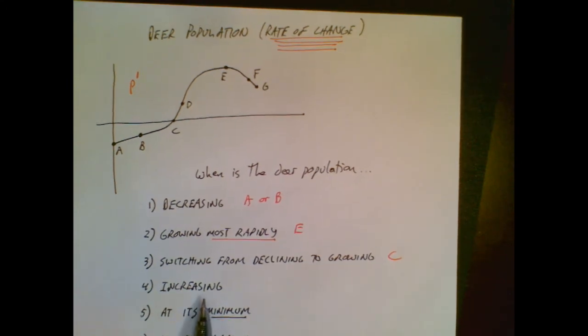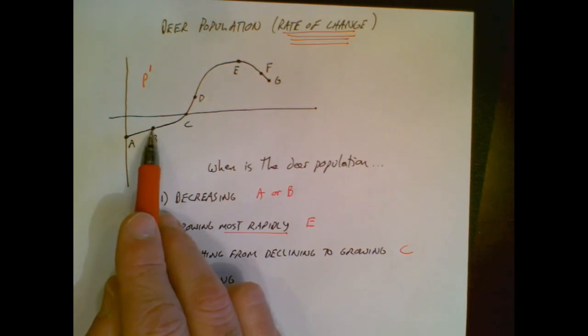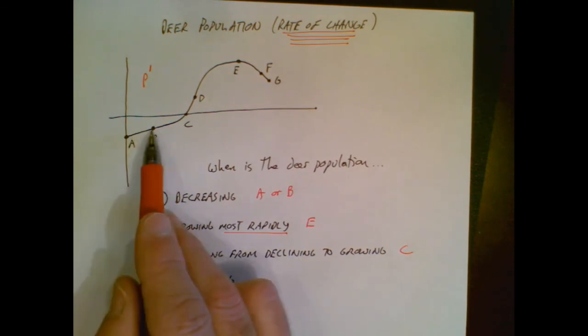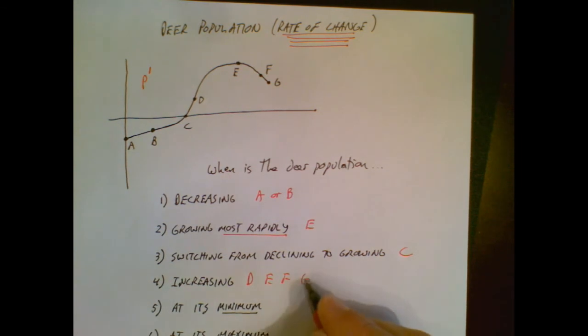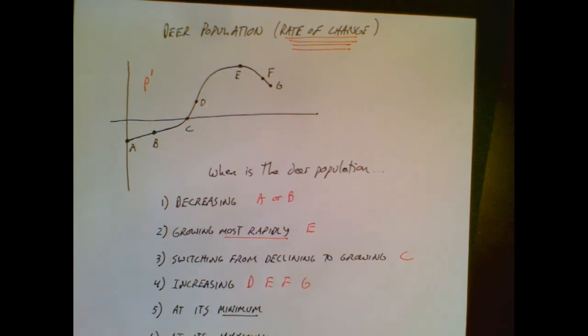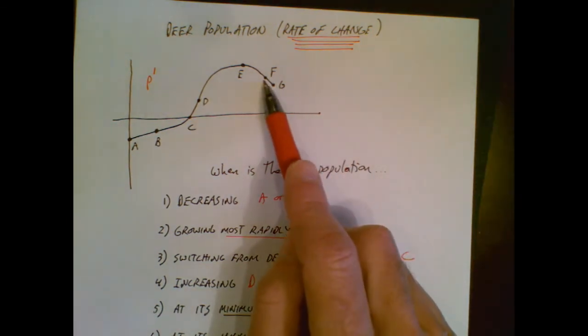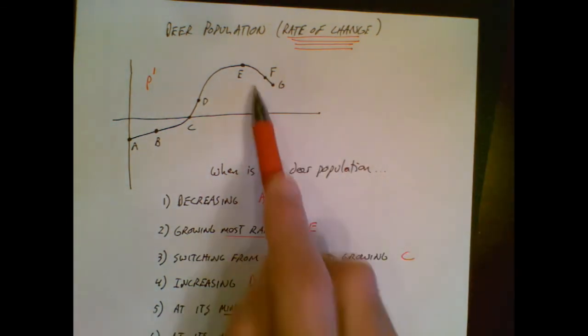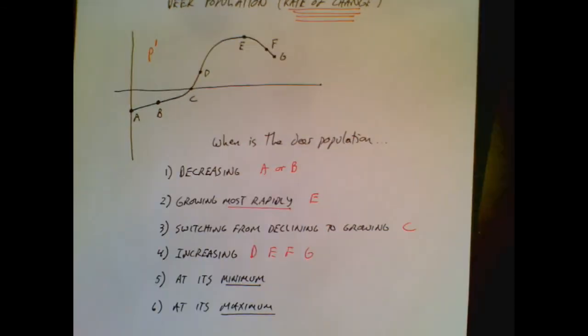Name a spot where the deer population is increasing. You might be tempted to say B because we're at a positive slope there, but remember, this is the derivative graph. So we would have to say either D, E, F, and G is debatable. That's an endpoint, so that bugs people, but it really is a valid answer. Most people would be tricked into not saying F because they see a negative slope. Same trap. This is a derivative graph.